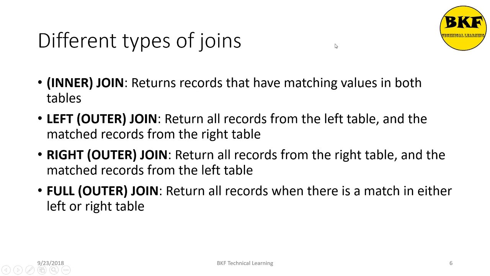Now, different types of joins. We have inner join, which returns records that have matching values in both the tables. Then we have left outer join, which returns all records from the left table and the matched records from the right table. Right outer join returns all records from the right table and the matched records from the left table. And full outer join returns all records when there is a match in either the left or right table.